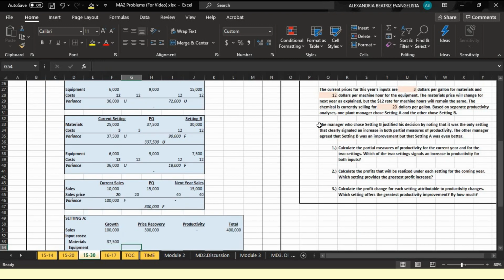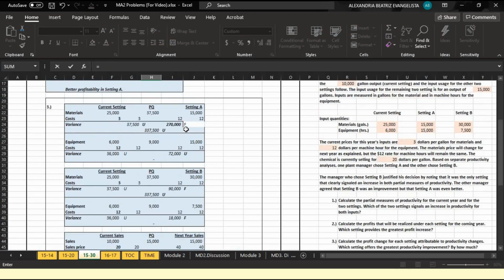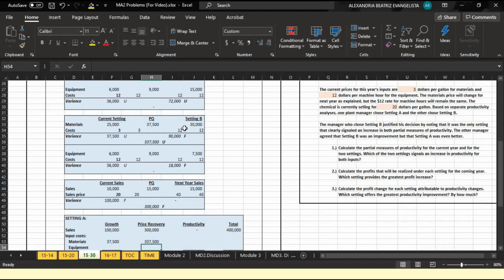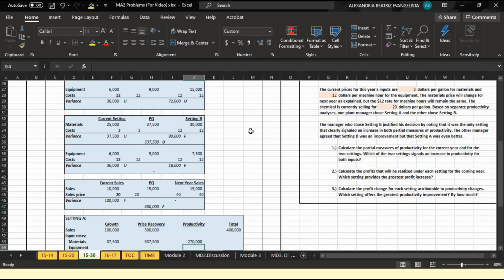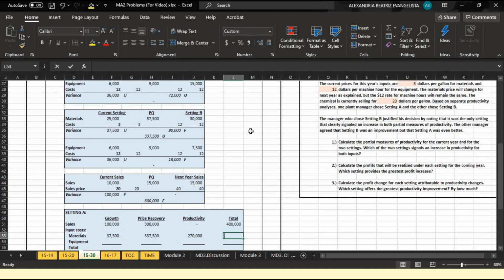And then for inputs, so for materials under growth, that is 37,500 unfavorable. Under price recovery, that is 337,500 unfavorable. And for productivity, that is 270,000 favorable. And that would give us a total of 105,000 unfavorable.